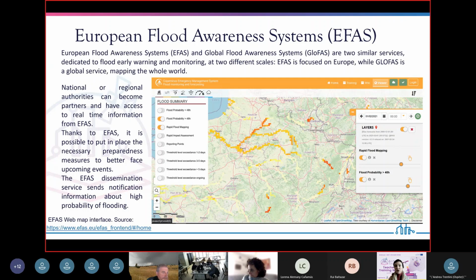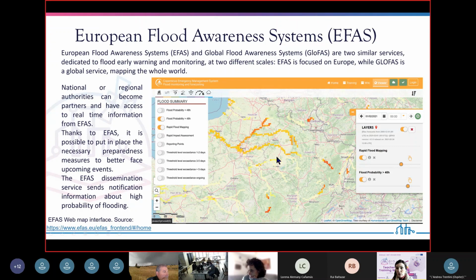Here you see a screenshot for one of the first services that I'm going to present, which is the European Flood Awareness System, whose acronym is EFAS. There are two services, one dedicated to Europe and one dedicated to the whole world, which is GloFAS, the Global Flood Awareness System. These two services are very similar to one another, but one is dedicated only to Europe and the other one to the whole world. In this service, you can have information about the flood probability. Here you can see in less than 48 hours or more than 48 hours, the mapping of rapid floods.